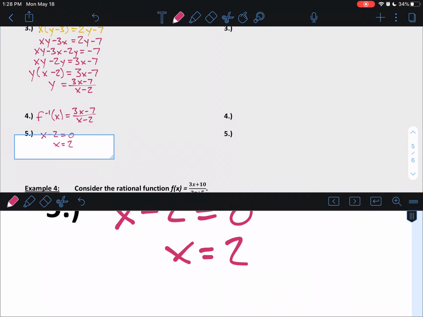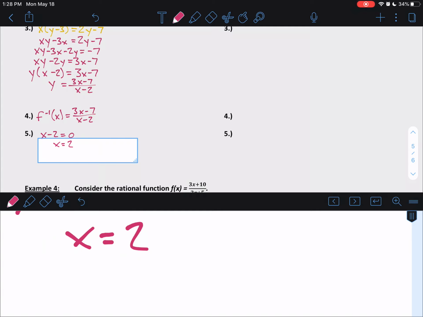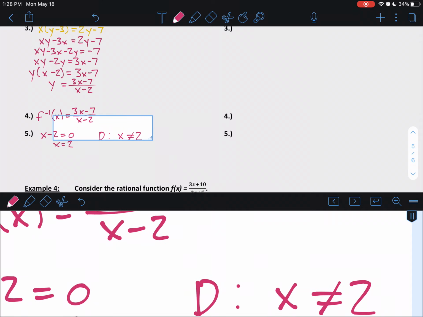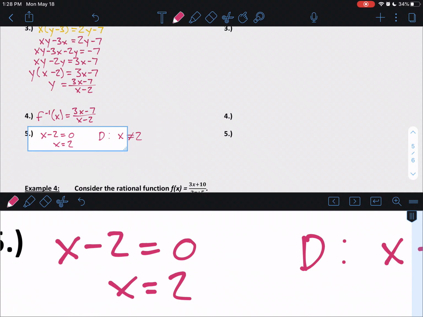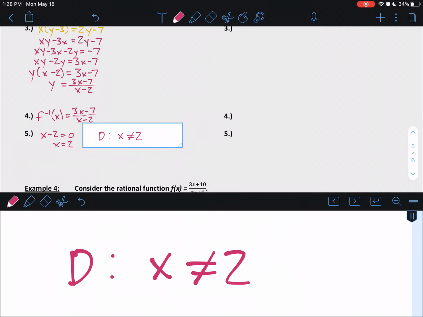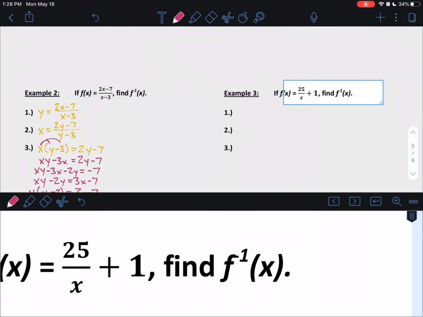That's the asymptote. And so the domain is everything but the asymptote. So the domain is x is not equal to 2. And that's all you have to do. It was just that denominator, that x minus 2, set that equal to 0, solve, and then say the domain is everything but that. All right, so there's that. And then we will try example 3.